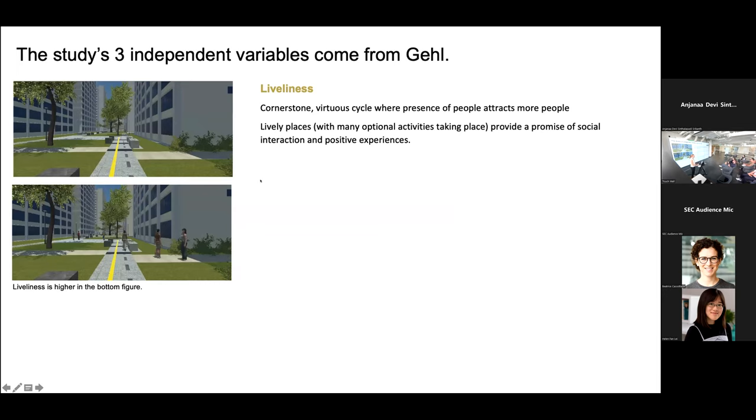And according to Gehl, liveliness is really the cornerstone of highly walkable and high quality urban design because it creates this friendly atmosphere where there are lots of people talking to each other, and maybe you could also talk to new people. And therefore you're attracted to that place. And when you're there, it will be even more lively and somebody else will be attracted there. So it's this kind of virtuous cycle, according to him.